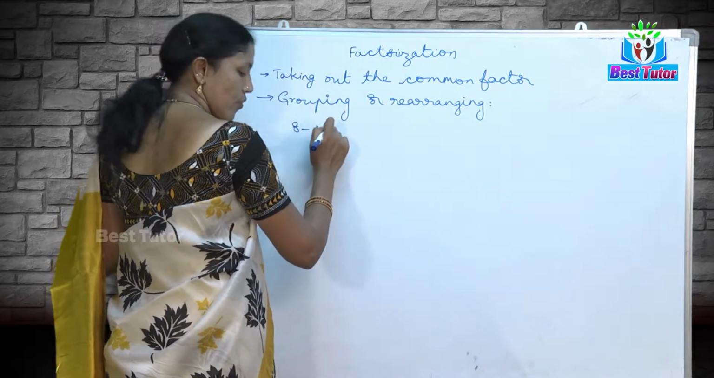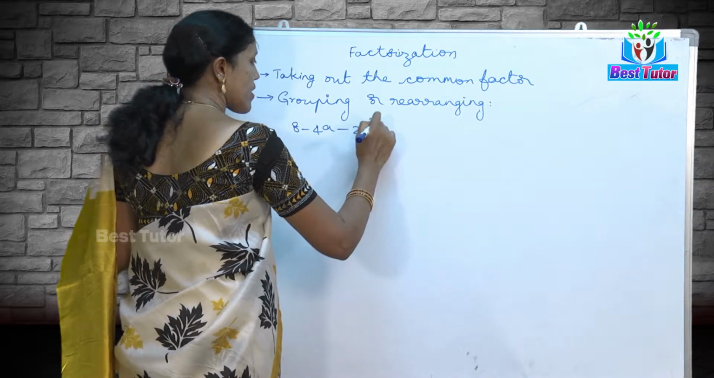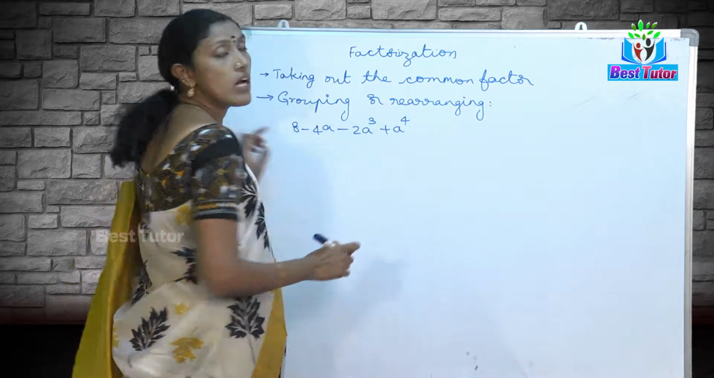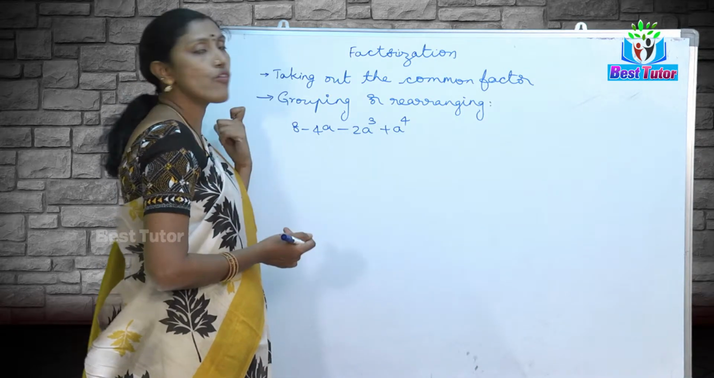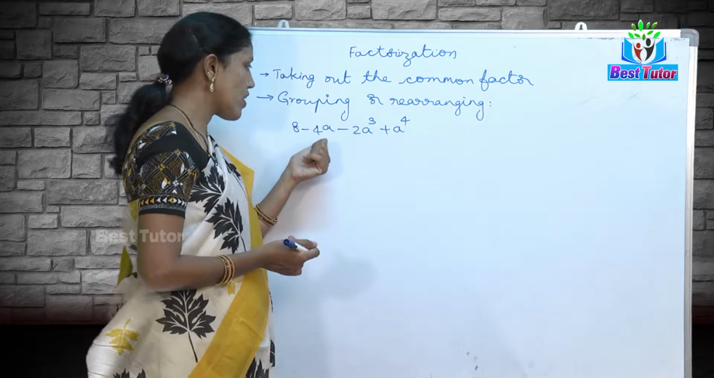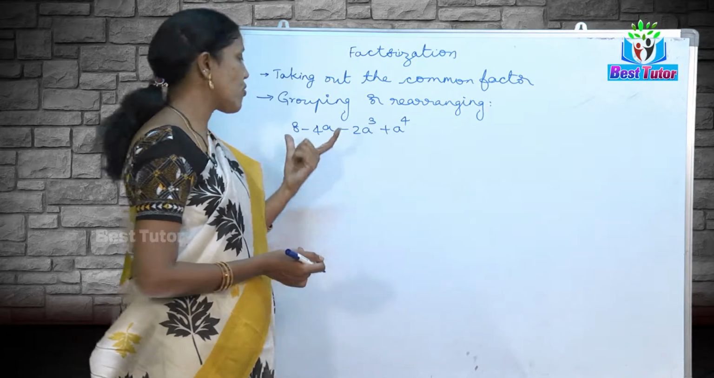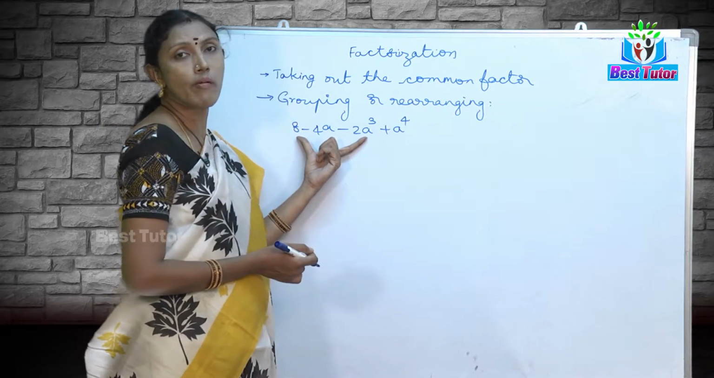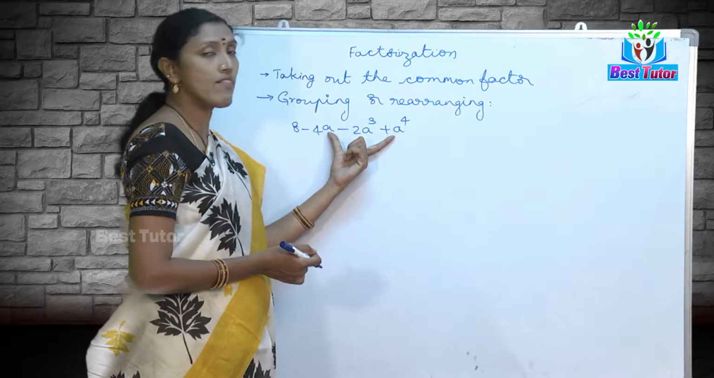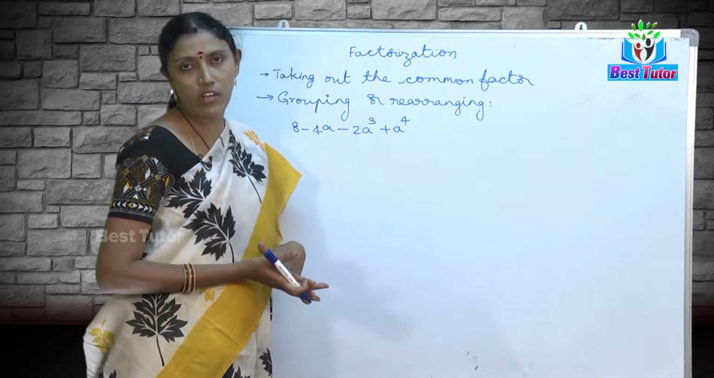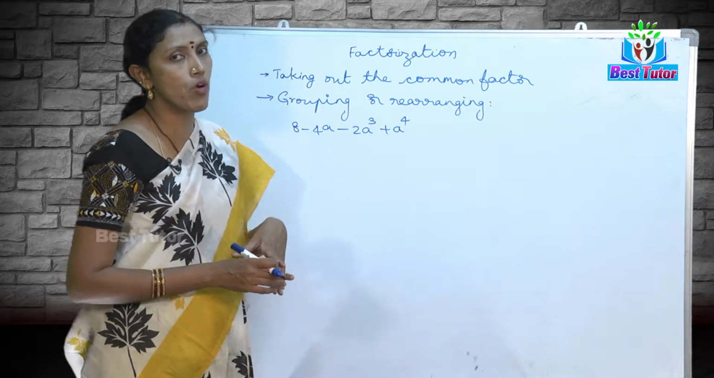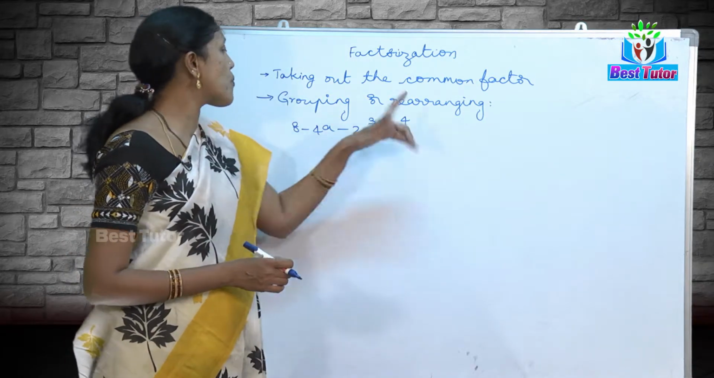8 minus 4a minus 2a cube plus a to the power of 4. In this question, do I have any common factor in all the 4 terms? 8, 4a, 2a cube, a power 4. In the first 3 terms, they have a common factor 2. Last 3 terms have a common factor a. Overall, all the 4 terms do not have any common factor. So the first procedure is not applicable over there. So now we have to group or rearrange.